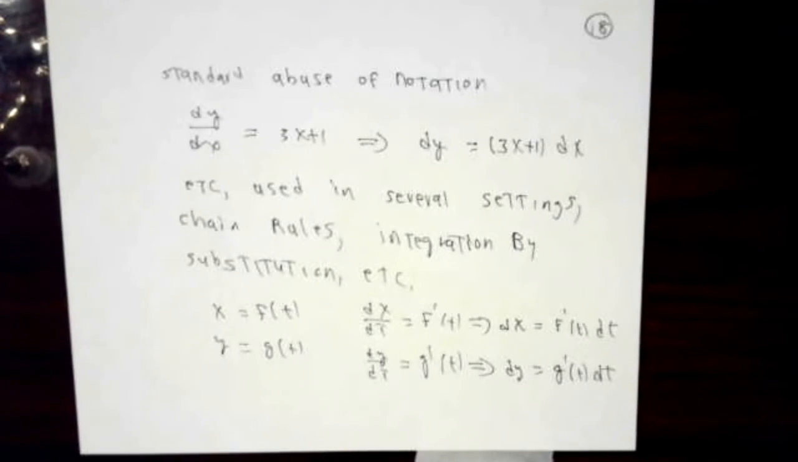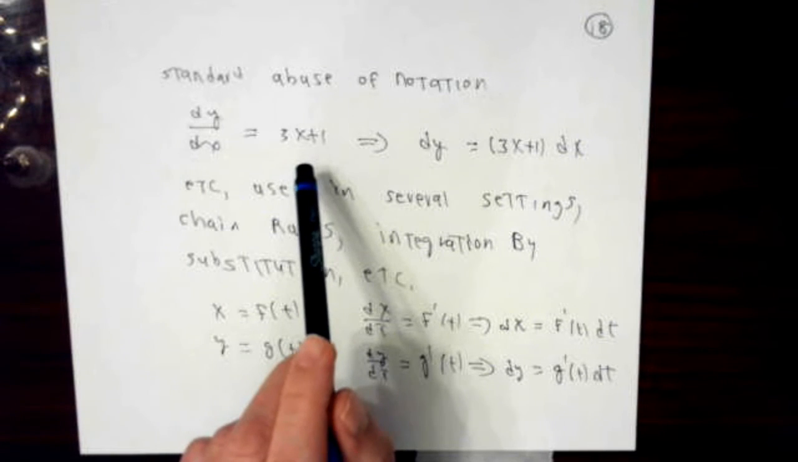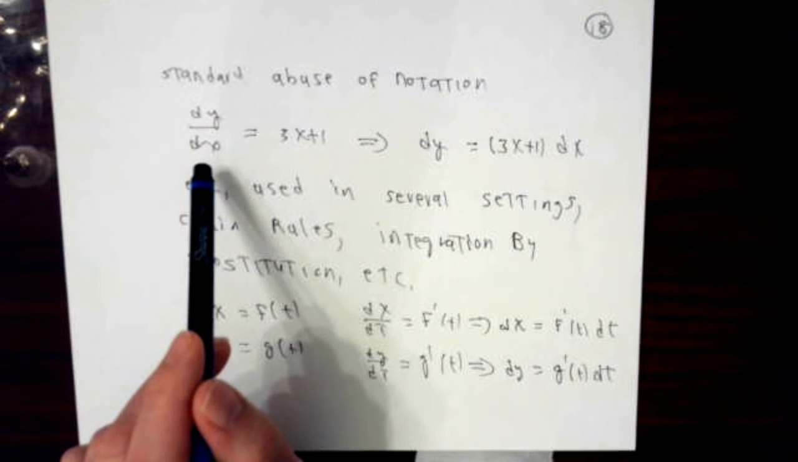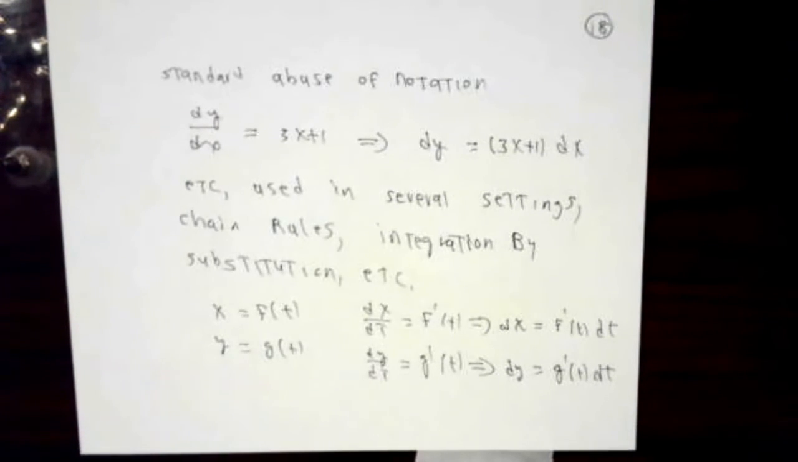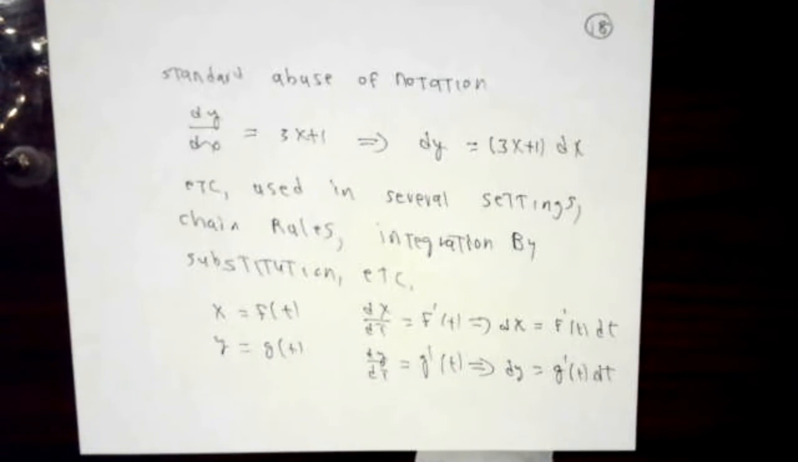In our previous work in calculus, we've had certain standard things that we would do that were just for convenience. We know perfectly well that derivatives are not fractions. So when I say dy/dx is 3x plus 1, for instance, I don't mean that some number dy divided by dx is this. However, it's sometimes useful to pretend like it is. We do things like this when we do integration by substitution, integration by parts, also certain applications of the chain rule. So I'm going to refer to this as the standard abuse of notation.